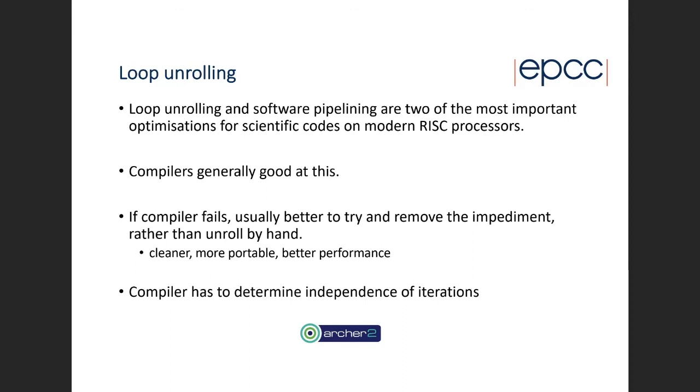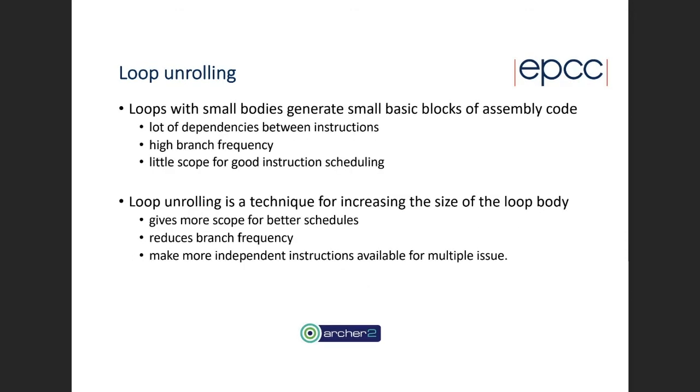Essentially, this applies to vectorization too. In order to apply these optimizations, the compiler has to be able to work out that the iterations of your loop are independent. That's the key thing. If the compiler cannot guarantee that one loop iteration does not depend on some previous iterations, then it will not be able to generate this kind of optimization. And again, this applies to vectorization as well.